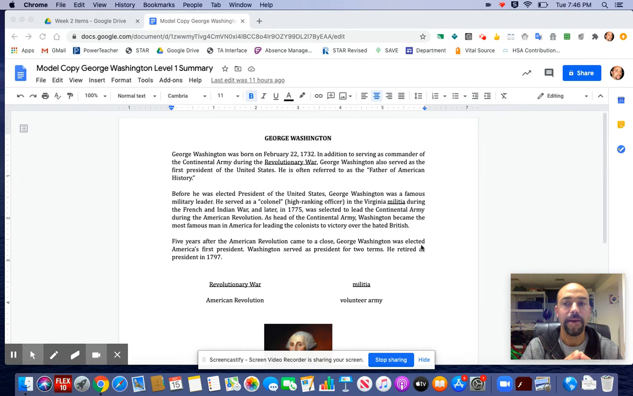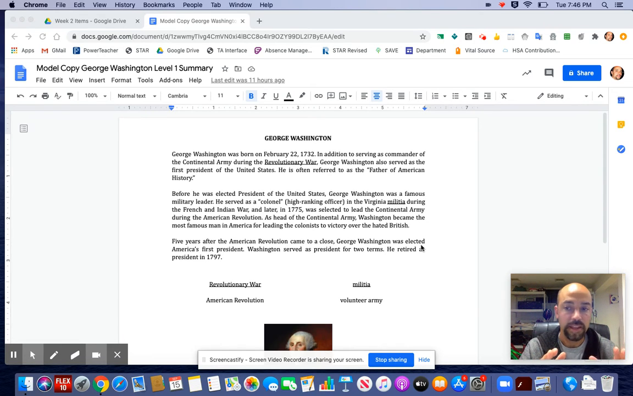As I read this biography on George Washington, I'm hoping to come across information I didn't already know about our first president. As I come across information that I think is important, what I'm going to want to do is highlight the key details and then list that information off to the side in what are called comment boxes.